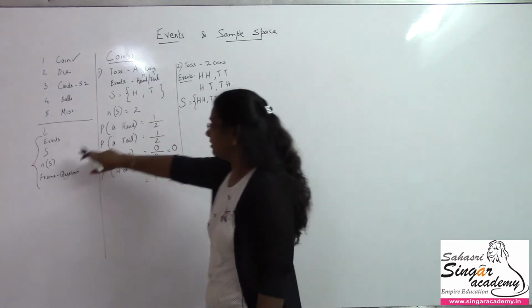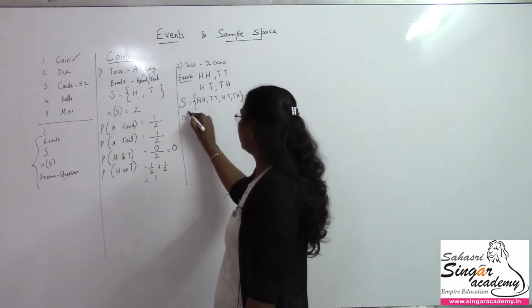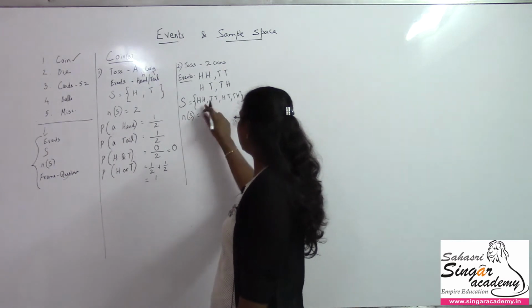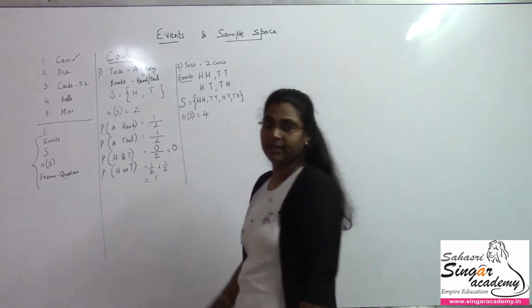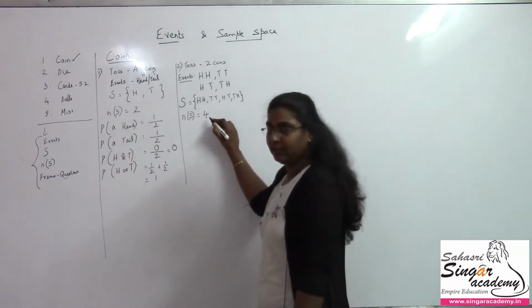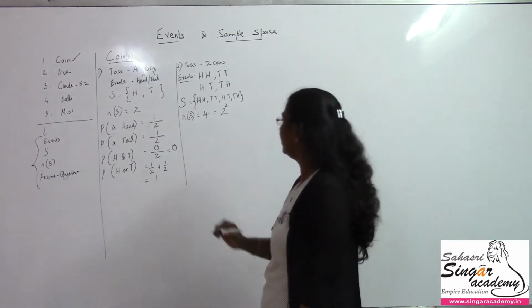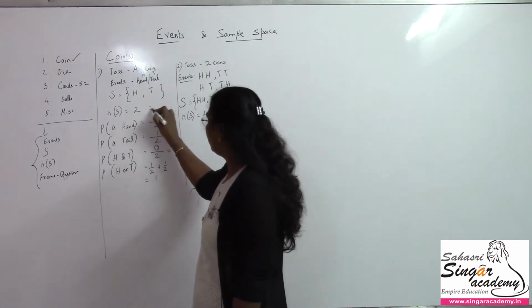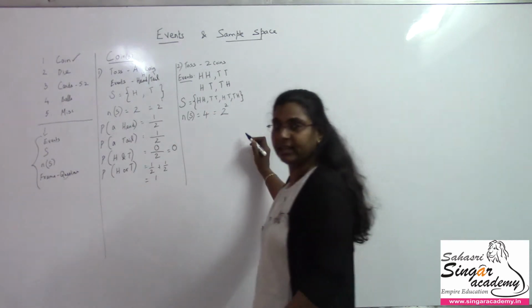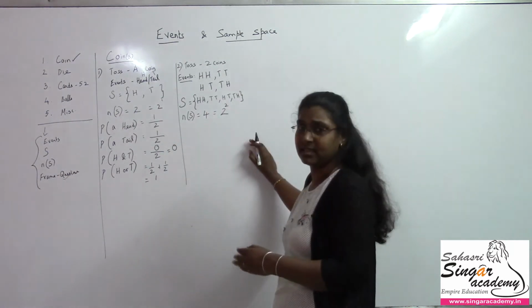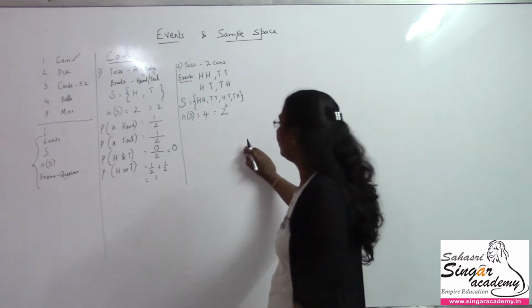What is n of S? Next question. What is n of S? How many elements are present in this? 1, 2, 3, 4. Right? For now, I'll present this 4 as 2 part 2. Let me come to this point later. I'll present this 2 as 2 part 1. I'll discuss this point later after discussing the 3 coins case, so that we can relate it easily.